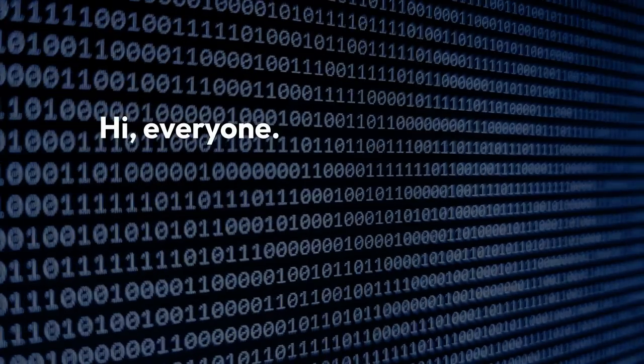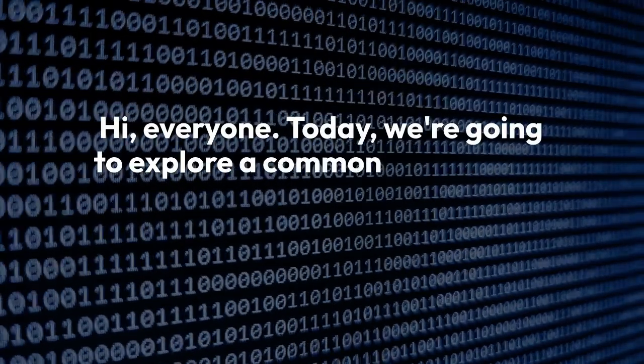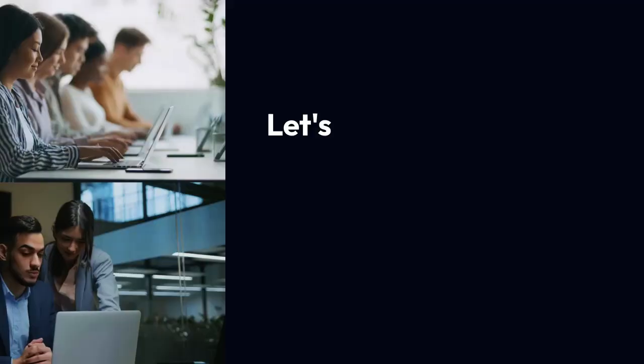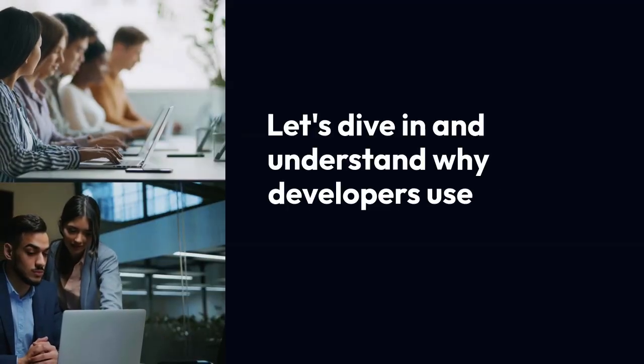Hi everyone! Today, we're going to explore a common pattern you might see in Blazor WebAssembly applications: await Task.Delay(1). It looks a bit odd, delaying for just 1 millisecond. But in Blazor WASM, it serves a very specific and important purpose. Let's dive in and understand why developers use it.